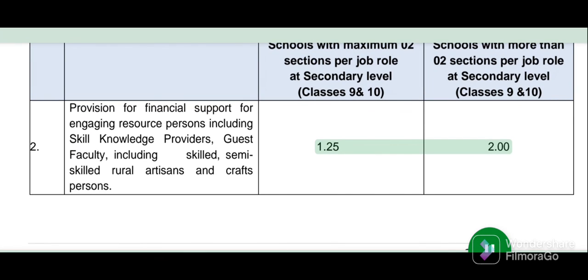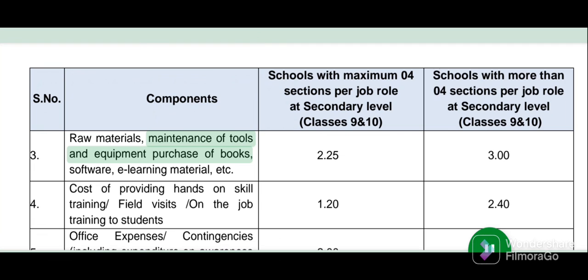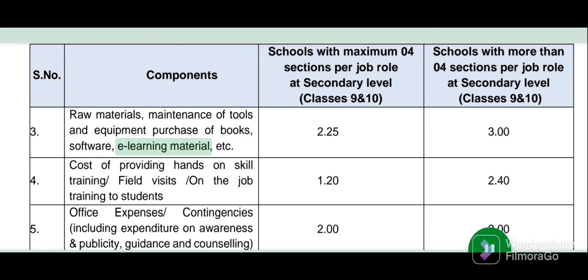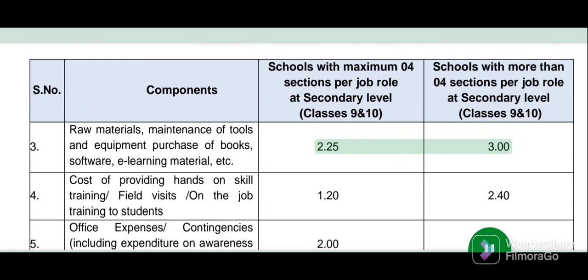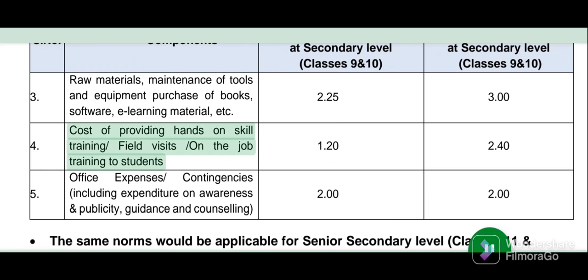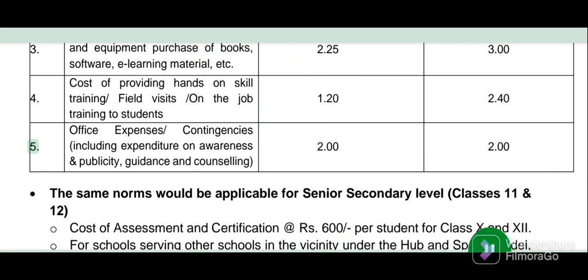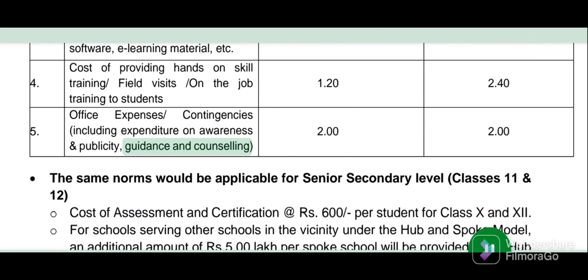Components: schools with maximum 4 sections per job role at secondary level, classes 9 and 10. Schools with more than 4 sections per job role at secondary level, classes 9 and 10. 3. Raw materials, maintenance of tools and equipment, purchase of books, software, e-learning material, etc. 4. Cost of providing hands-on skill training, field visits, on-the-job training to students. 5. Office expenses, contingencies including expenditure on awareness and publicity, guidance and counseling.